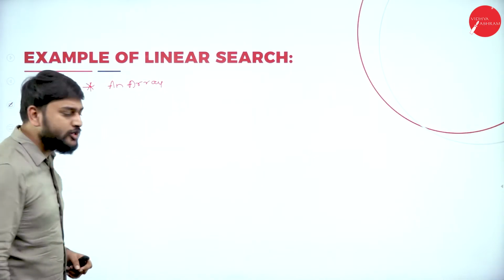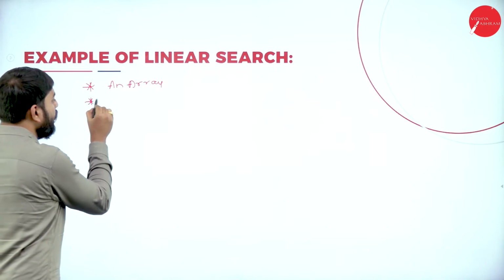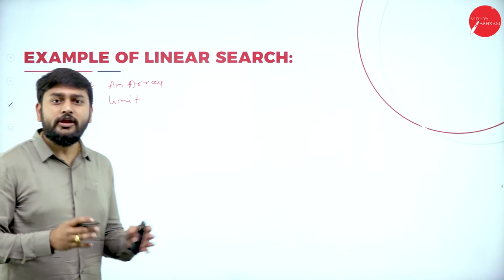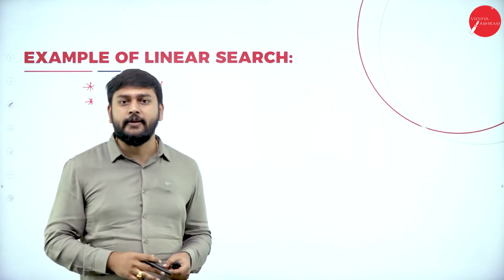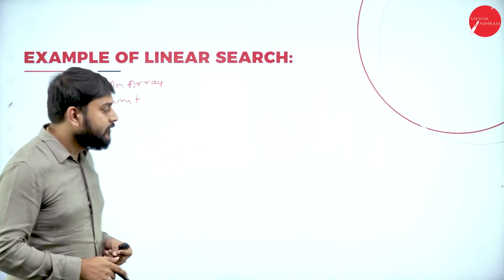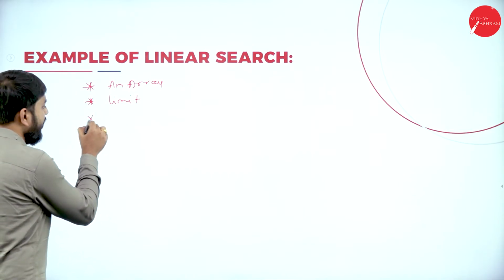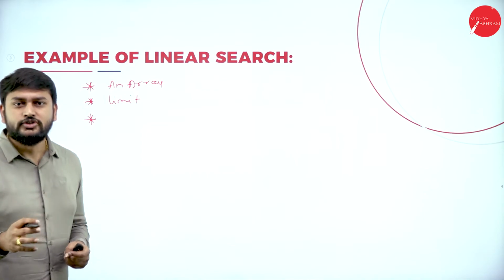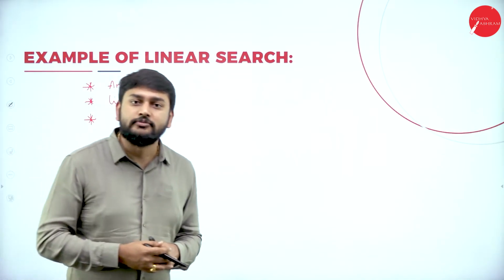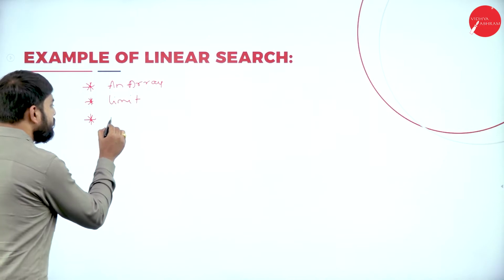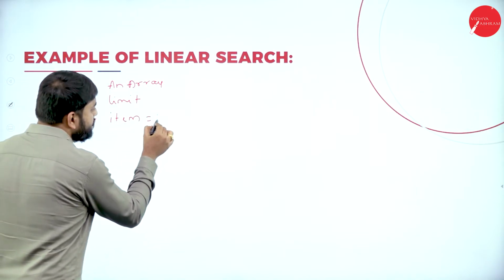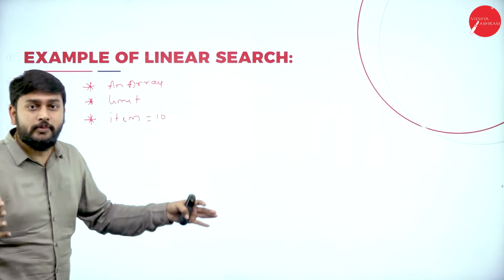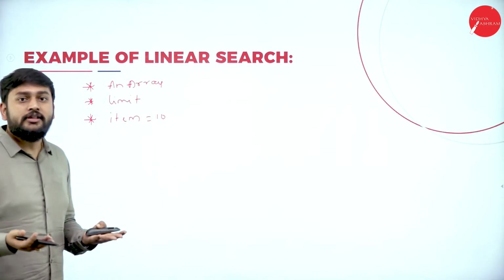The second thing that I should have is the limit of the array. The limit, in the sense, is how many elements I have in the array. That is a limit. Alright, then what is the next thing that I should have? If I want to perform the linear search, what is the element that you want to search? That is what I will call the item. Say for example, I need to search for the item 10. So item is equal to 10. So fine. I have an array, I know how many elements will be there in the array, and then what is the element that I have to search.